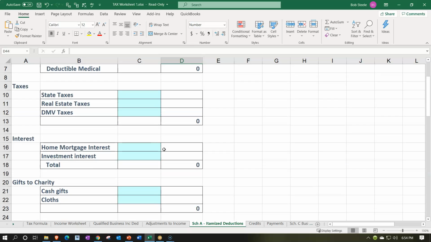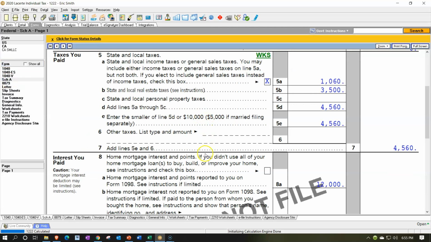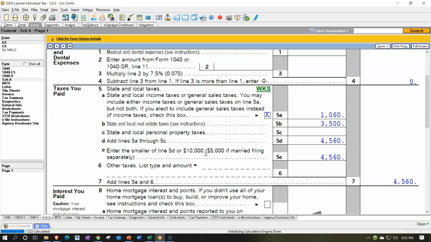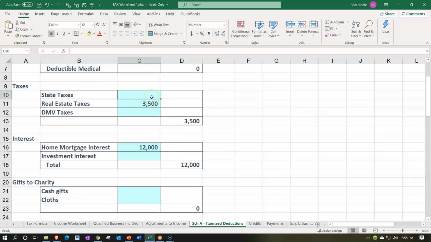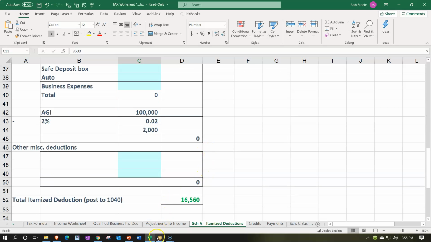So I'd go down to the interest and I would be taking this from the 1098, which I think we said was 12,000, and the taxes I think we said was 3.5 or something like that for the real estate taxes. And then I would pick up the taxes here from the software. I'd have the software help me calculate the state taxes typically, although you could figure that out from the W-2 and other withholding information as well, since it's on a cash basis. But I've got the 1,060 there, so 1060, 1060, and that's going to add up to the 16,560.